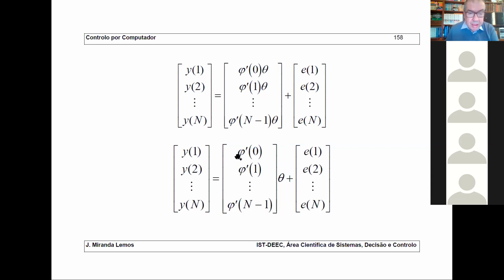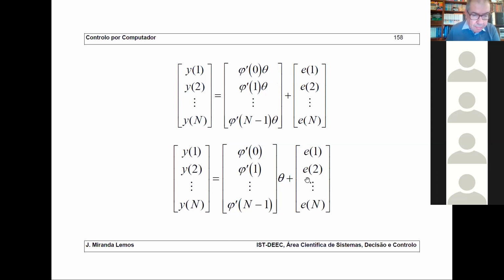So you multiply phi transpose of 0 times theta, and you get the first element. Okay, that's what you have there. Then you multiply the second line by the first column, and you get phi transpose of 1 times theta. You get the second element, and so on. So this is just matrix multiplication, okay?